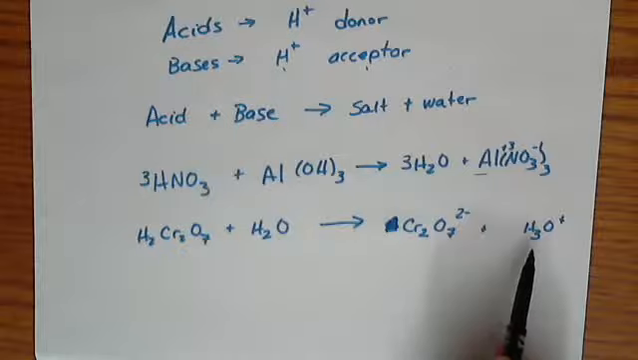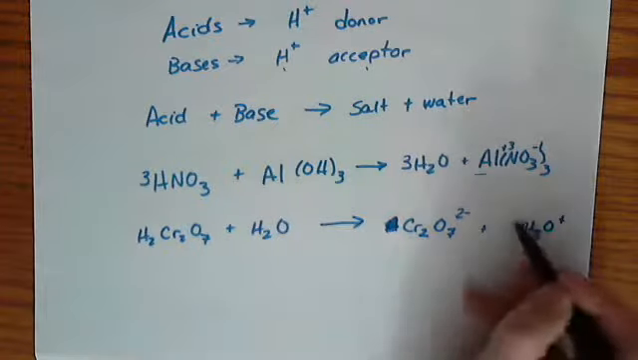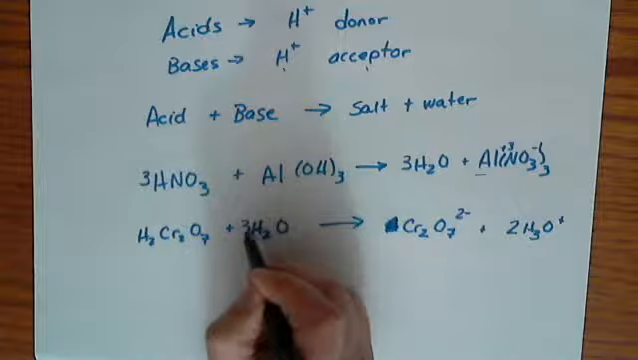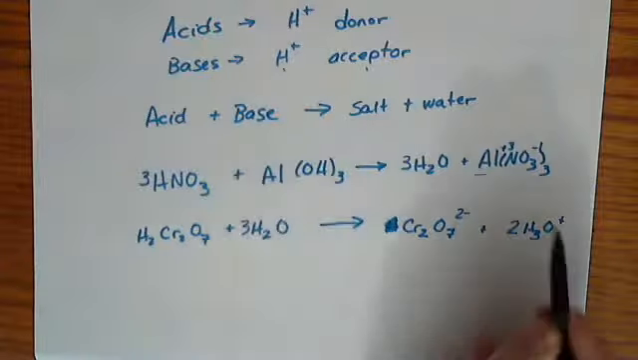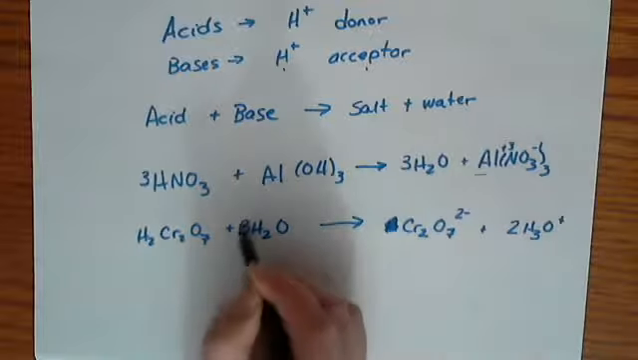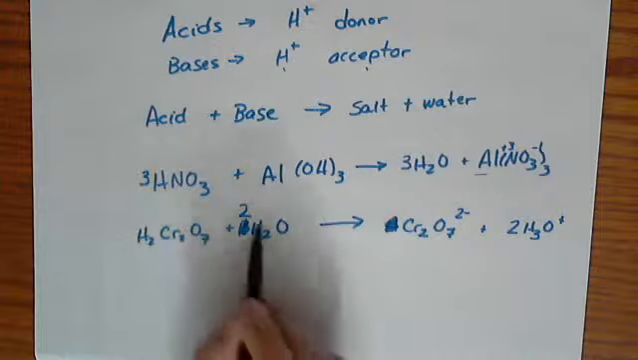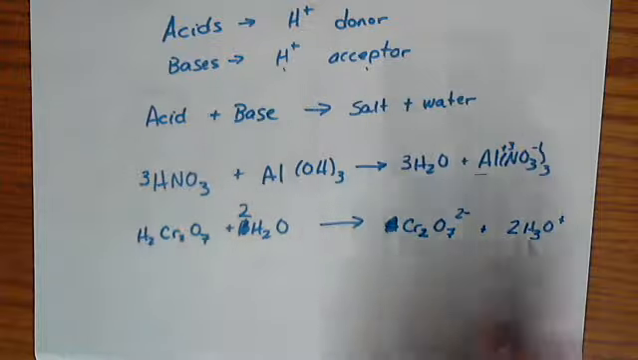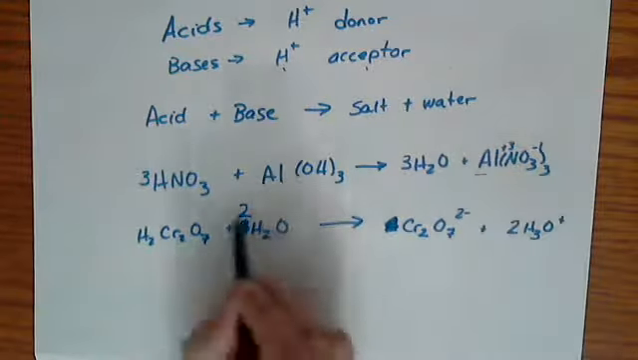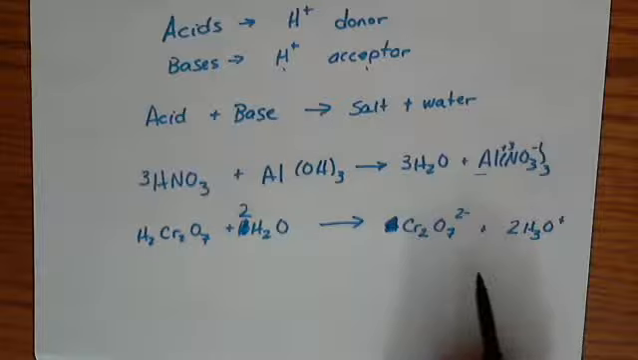I've got 4 and I've got 3, so in order to make 4 and 3 balance out, I'm going to have to put a 2 here and a 3 here. Now I've got 6 here. I'm going to have to put a 2 there and a 2, so that makes 4, 5, 6, and I've got 2 oxygens and 2 oxygens, and I think that balances now. So this is an example of what happens with a diprotic acid.